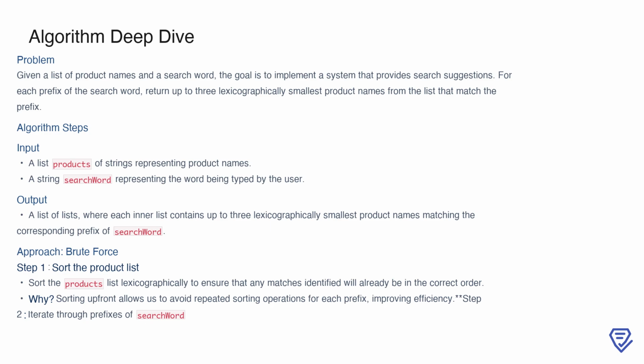The brute force approach begins by sorting the product list. Sorting is crucial because it ensures that any matches we find for a prefix are already in the desired order, eliminating the need for repeated sorting. After sorting, we iterate through the prefixes of the search word, starting with the first character and progressively including more characters. This prepares us to find matches for each prefix systematically.